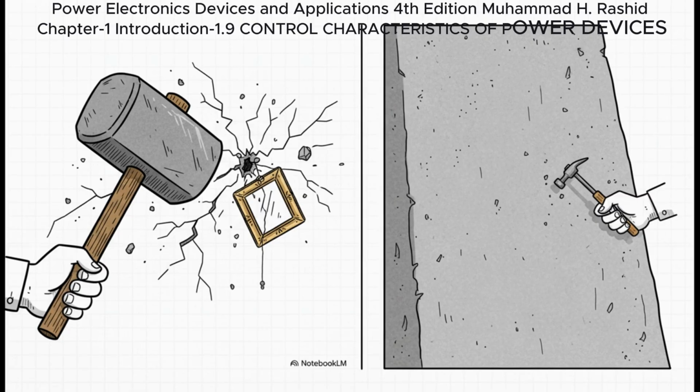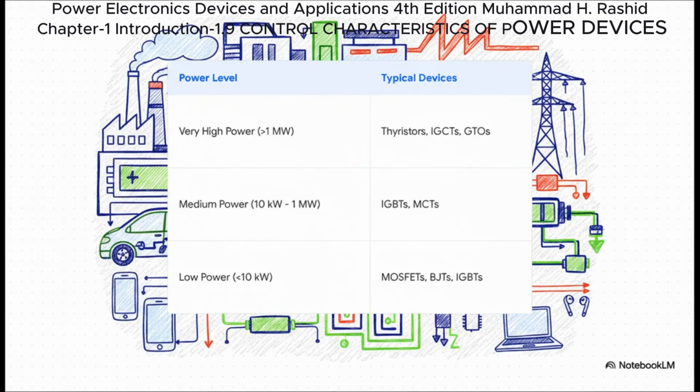You know, you wouldn't use a sledgehammer to hang a picture frame, right? And you're definitely not going to use a tiny little MOSFET to run a high-voltage DC transmission line. It is always, always about matching the right tool to the right job. This table gives us a fantastic roadmap, a great starting point. It basically maps out the power landscape.